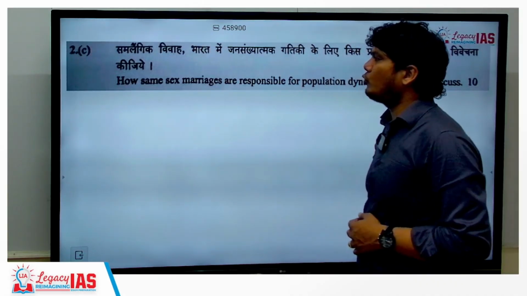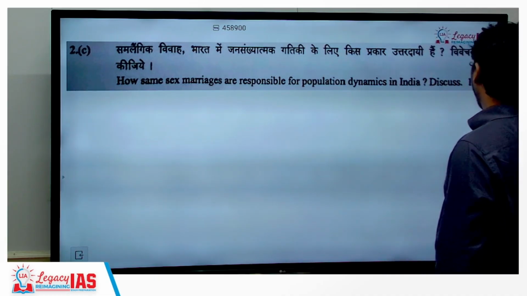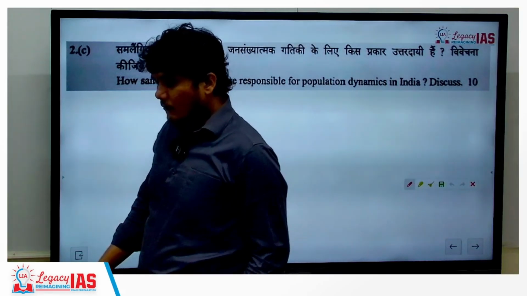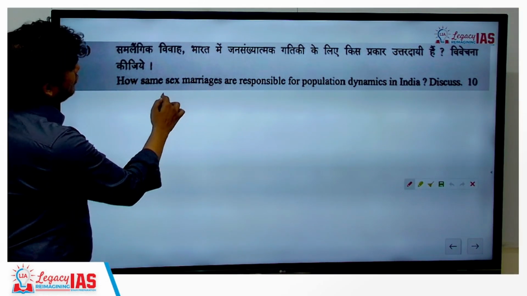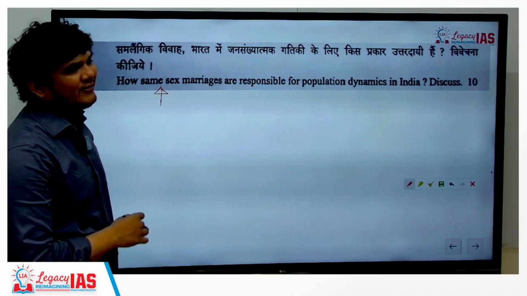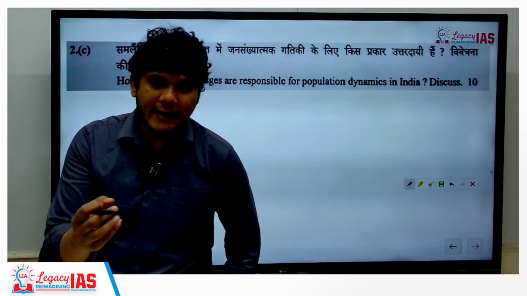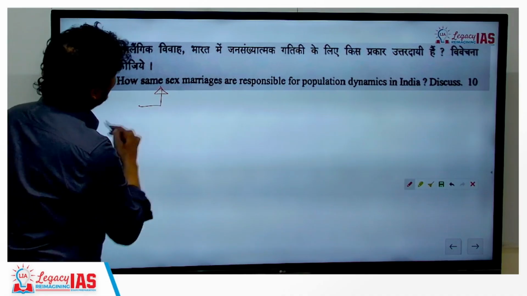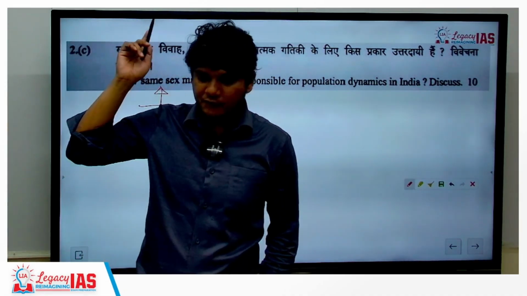Next, question 2C. How are same-sex marriages responsible for population dynamics in India? Discuss. Now, how are same-sex marriages responsible? By the look of it, you will feel that if there are same-sex marriages, the birth rates should go down, right? So we can start with that perspective, which can be perceived as commonsensical knowledge. Common sense and sociology we have seen in paper 1.